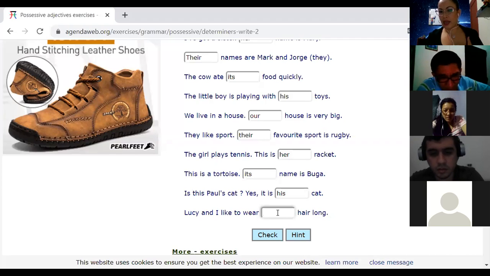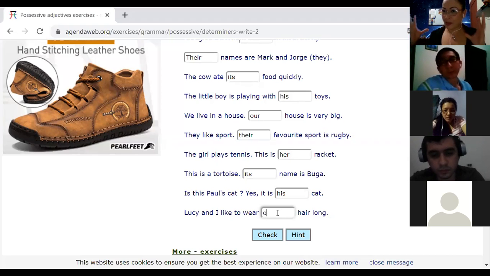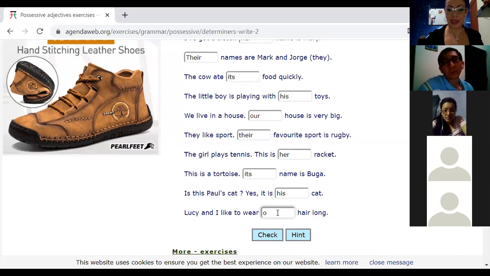Okay, Lucy and I like to wear... sería "our", porque digo que a Lucy y a mí. Estoy hablando de nosotros. A Lucy y a mí nos gusta, entonces me refiero a nosotros.